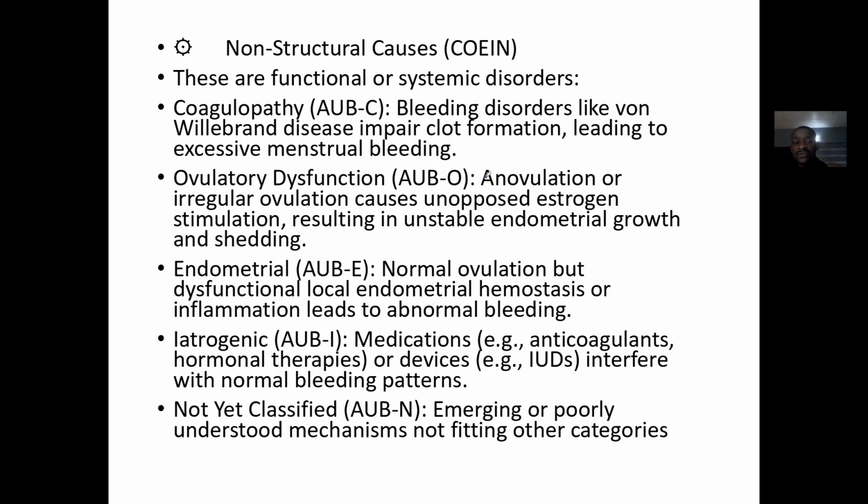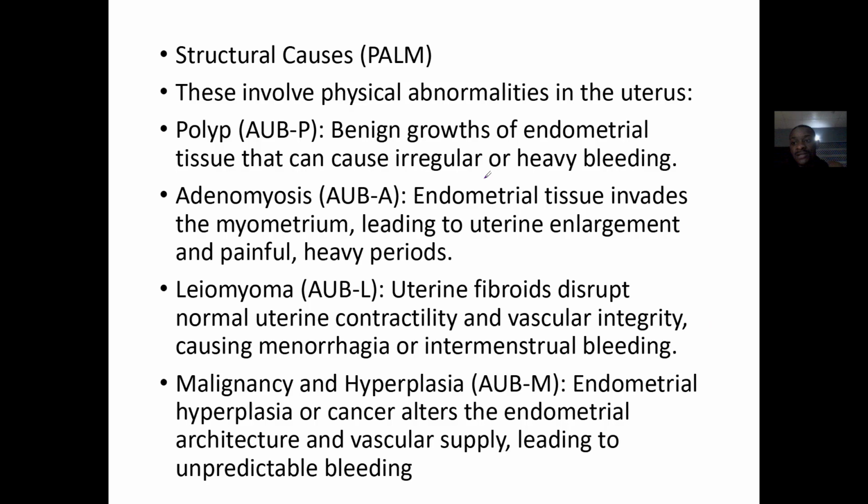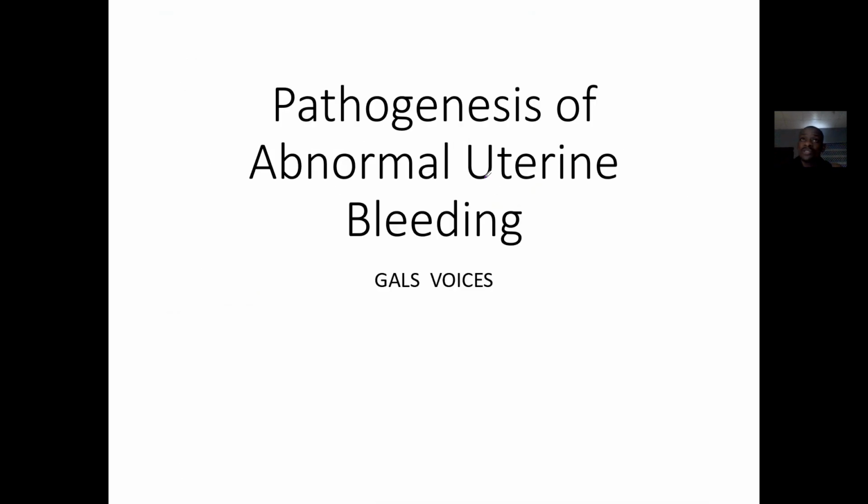Endometrial issues. Sometimes it's surgical related or drug related, a side effect of some drugs that you are taking. Then the N is what is known as what? Not yet classified. All right, so these are the possible ways in which abnormal uterine bleeding could actually come in.